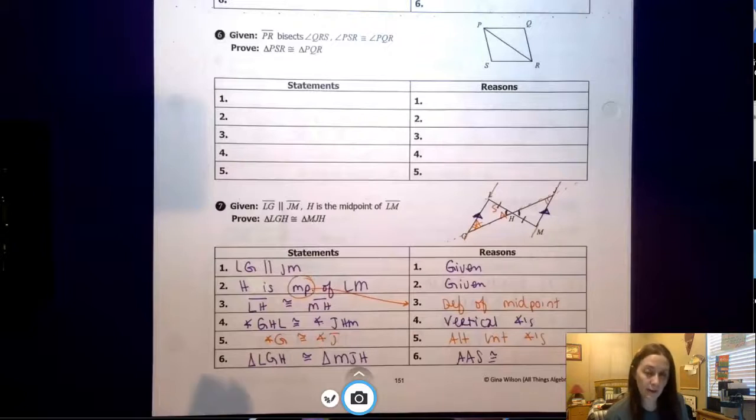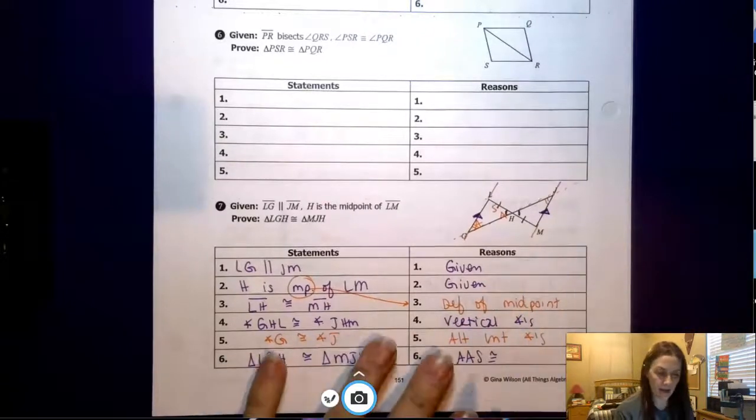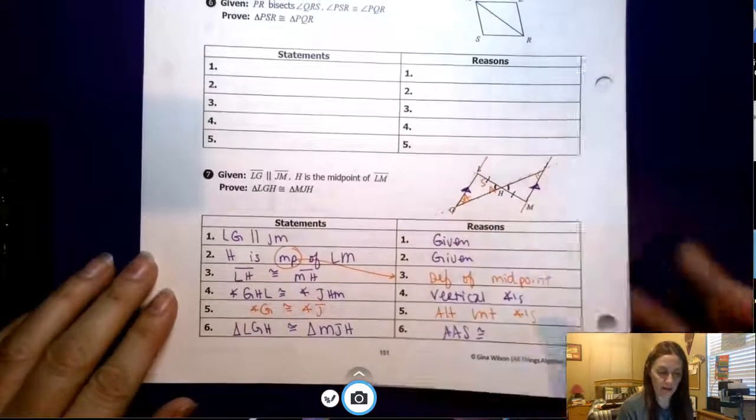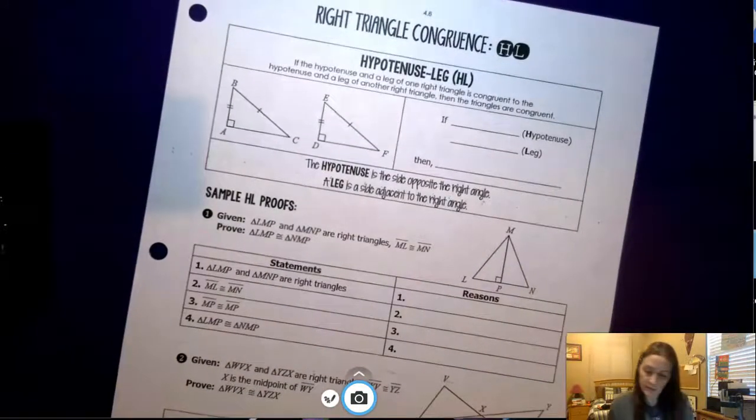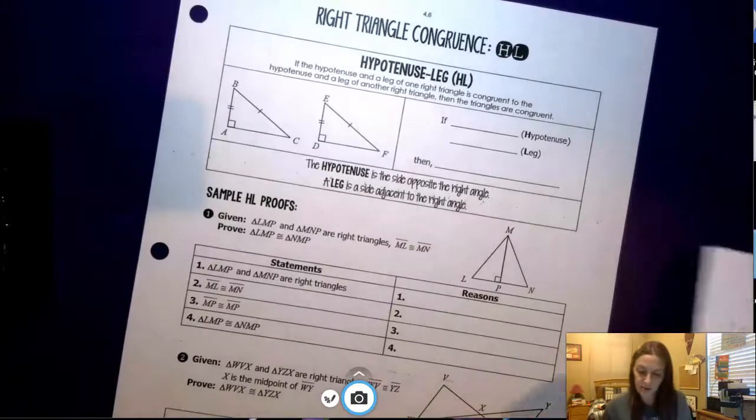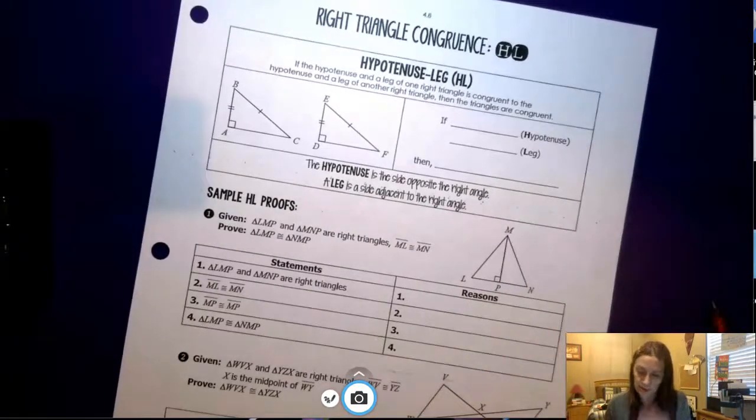Again, if you have any questions, put sticky notes to the side, come and ask me in class. Some of these get a little bit tricky. Okay, we're going to go to one more page, and we're going to introduce the fifth triangle congruence.